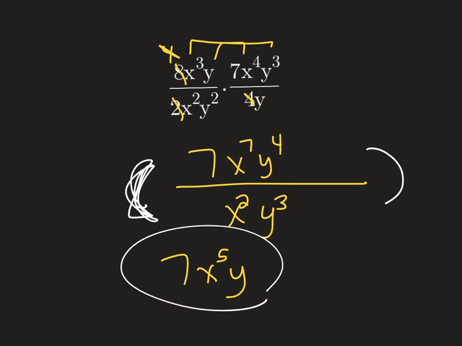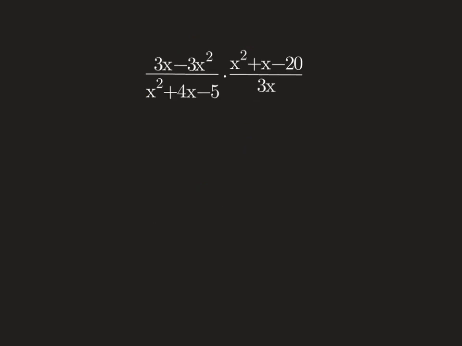All right, multiply, cancel out what you can. I'm going to show you one more here. All right. (3x minus 3x^2) over (x^2 plus 4x minus 5) times (x^2 plus x minus 20) over 3x. Now remember, don't be the one who cancels too early. You can only cancel factors. Have I said that yet? You can only cancel factors.